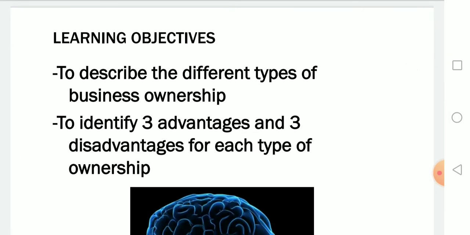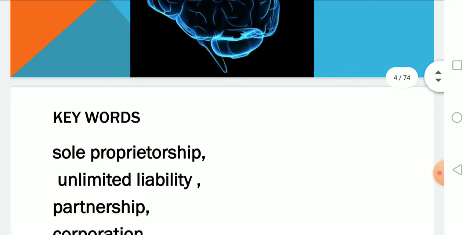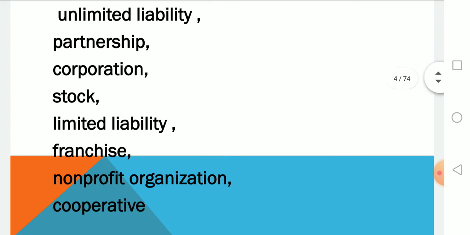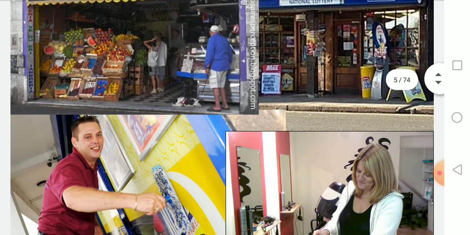We have some learning objectives after the lesson. We're gonna know how to describe the different types of business ownership, how to identify the 3 advantages and the 3 disadvantages of each type of ownership, and we have to study this very well. Some keywords that we're gonna face: sole proprietorship, unlimited liability, partnership, corporation, stock, limited liability, franchise, non-profit organization, cooperative.